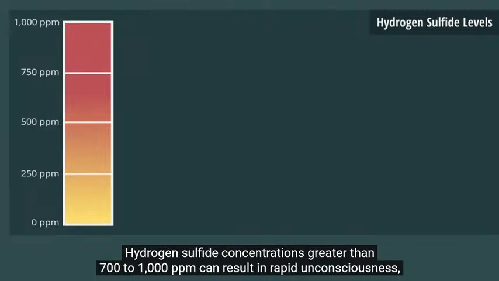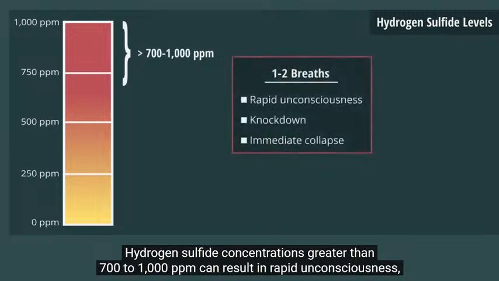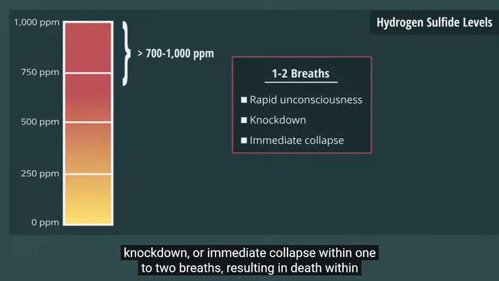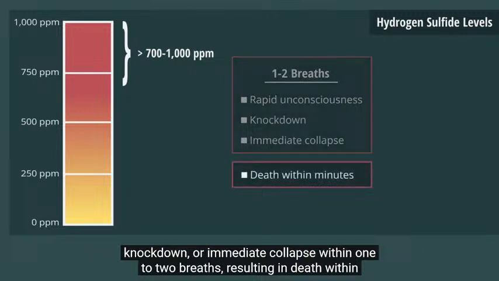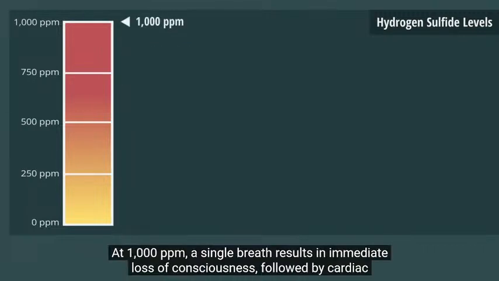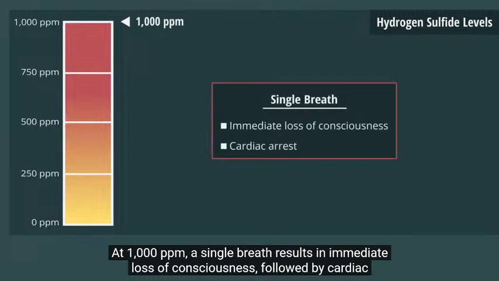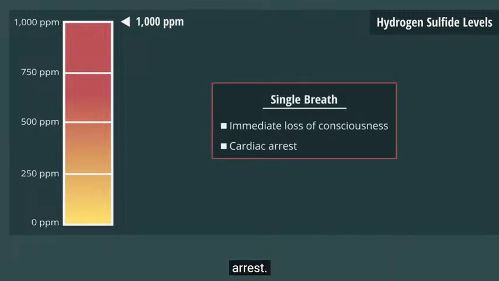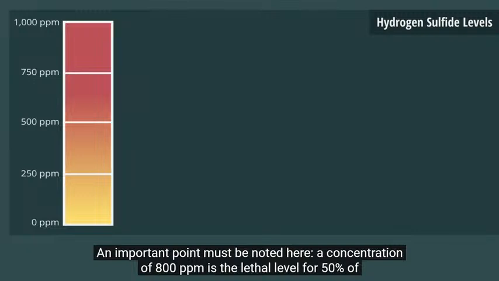Hydrogen sulfide concentrations greater than 700 to 1,000 parts per million can result in rapid unconsciousness, knockdown, or immediate collapse within 1 to 2 breaths, resulting in death within minutes. At 1,000 parts per million, a single breath results in immediate loss of consciousness, followed by cardiac arrest. An important point must be noted here.